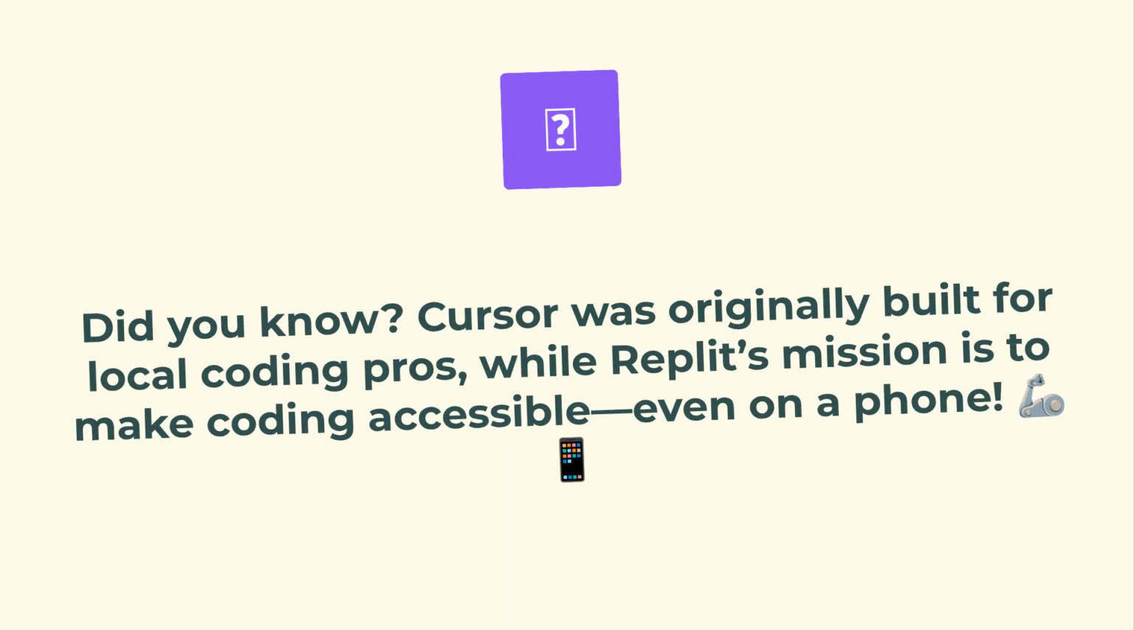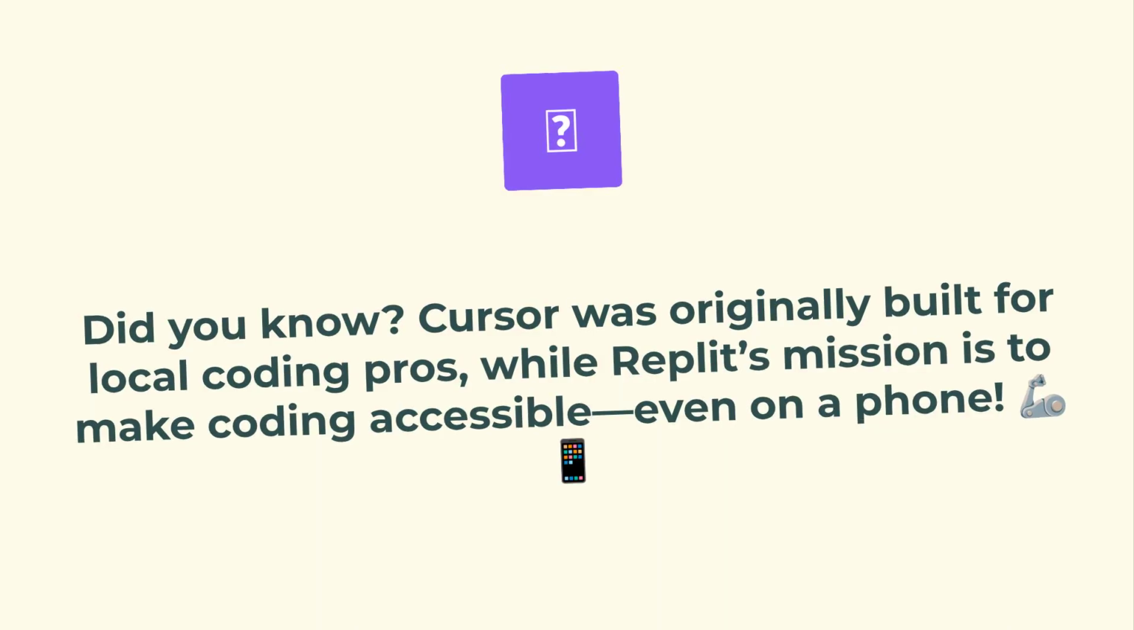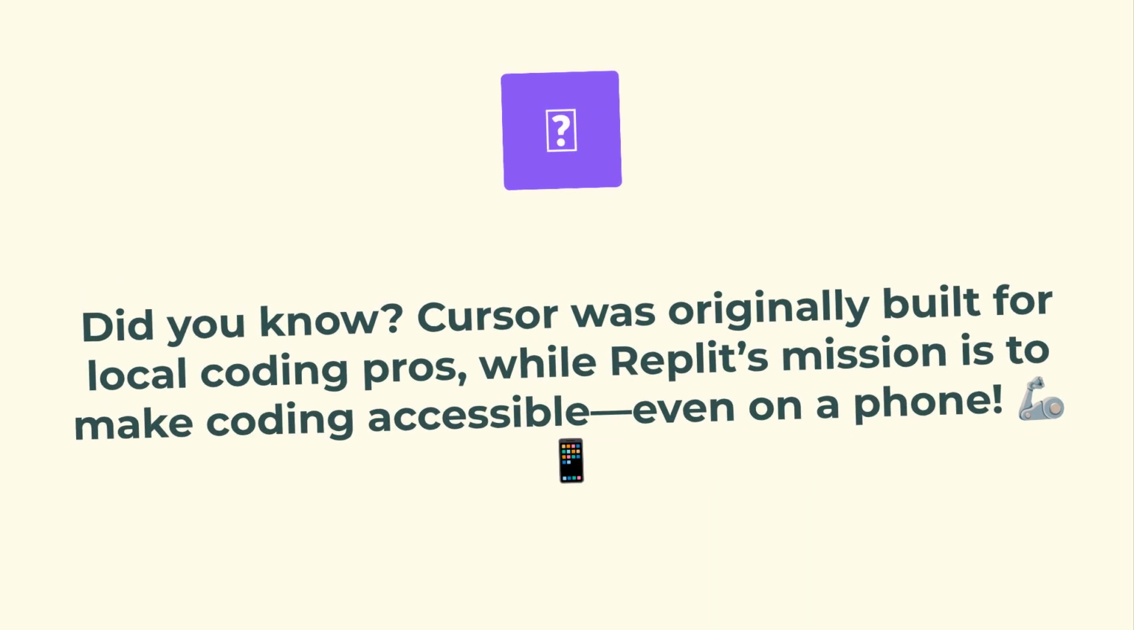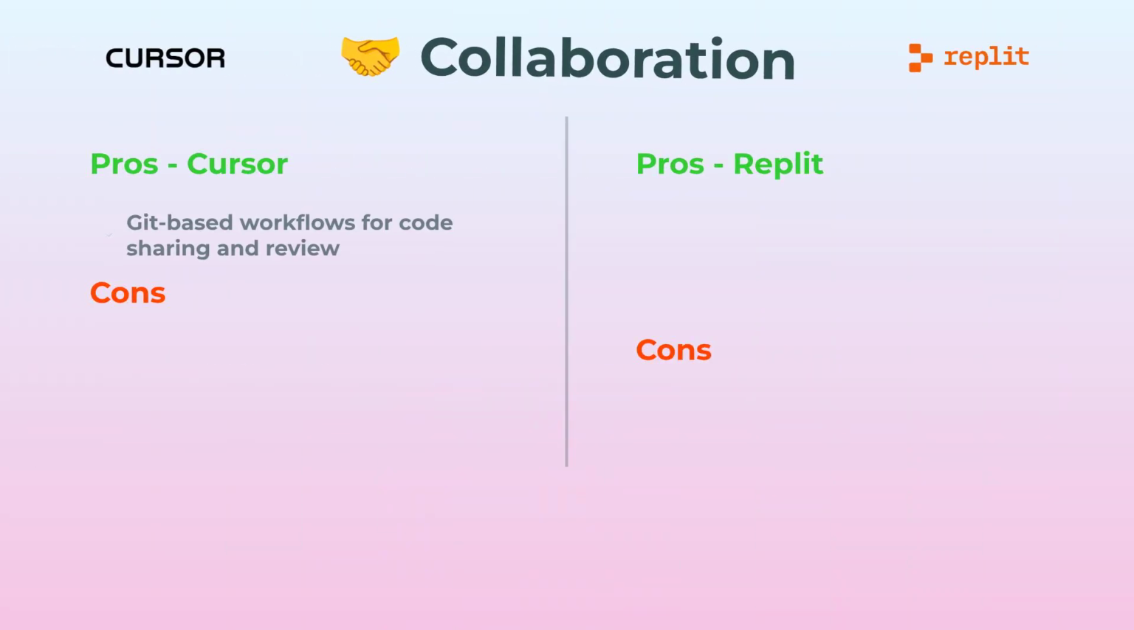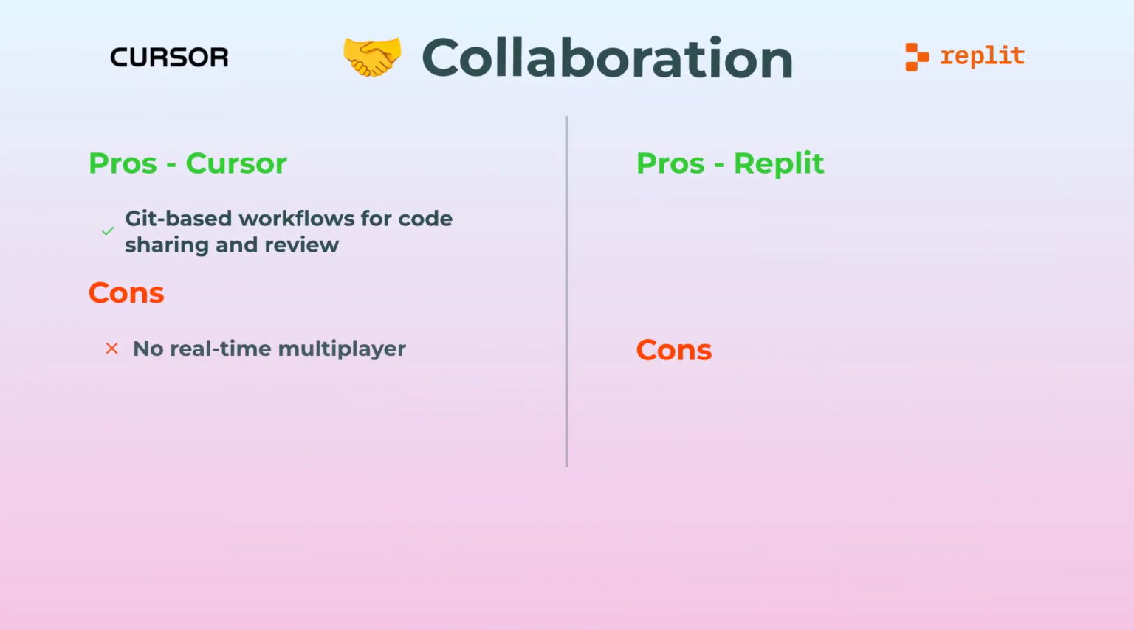Oh, random fun fact break. Did you know Cursor was originally built kinda like the secret sauce for coding pros working locally, while Replit was designed to make coding so painless you could do it from your phone? Love that, right?